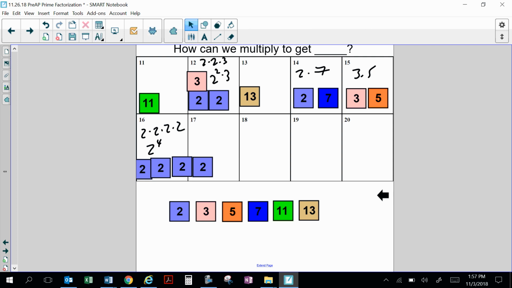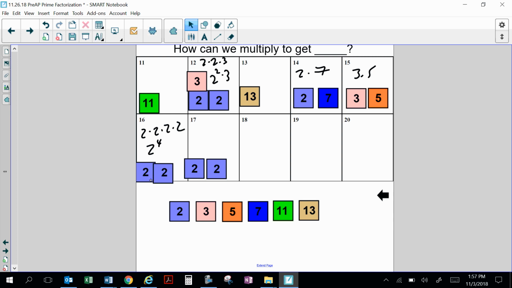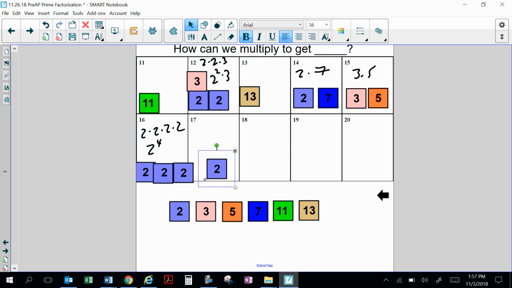So what are different ways you can say 16? For example, if I make the 2 by itself, 2 times 2 times 2 times 2 is 16. Or you could put this right here and say 4 times 4 is 16. Or you can say 2 times 2 times 2 is 8, times 2 is 16.